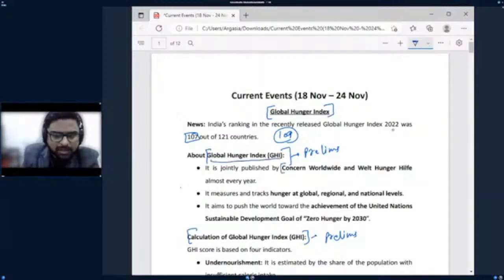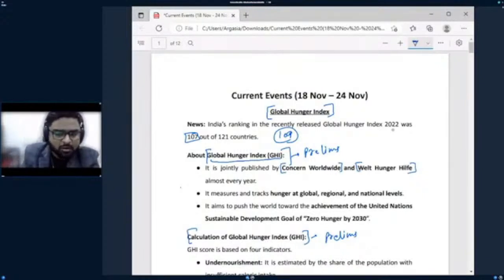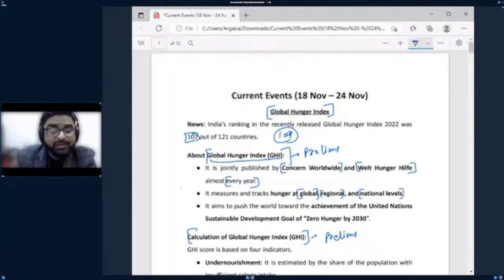Basically, it is published by Concern Worldwide. These are international bodies or NGOs type, and Welthungerhilfe. These two institutions together publish this index every year. It is published at 3 levels: global level, regional level, and national level. So it evaluates a nation's performance in hunger at 3 levels.